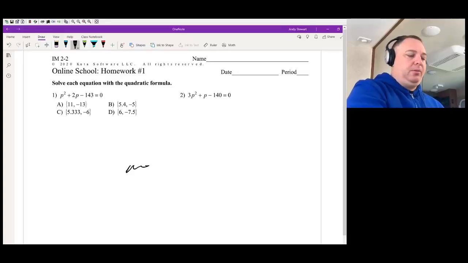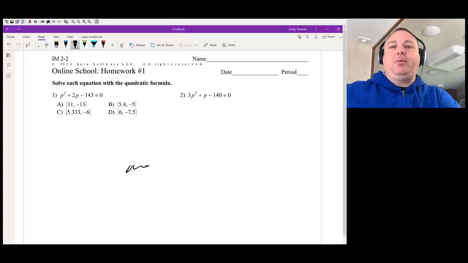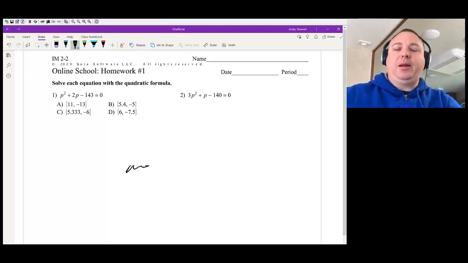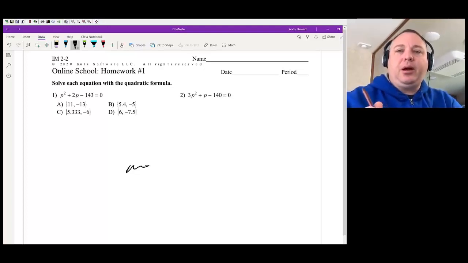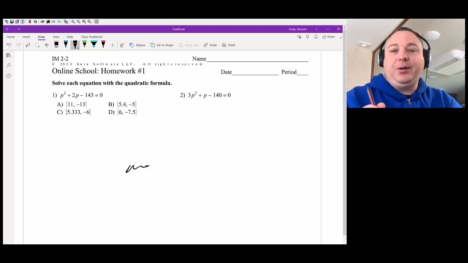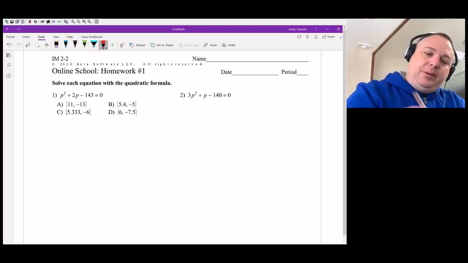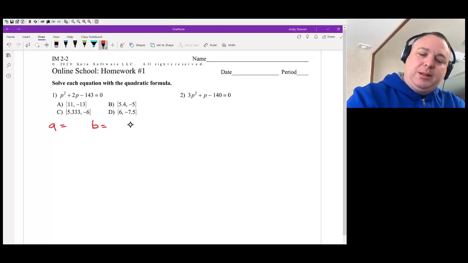Hello everybody. We are going to do homework number 1 on solving the quadratic formula. I'm going to do the odds and I'm going to leave it for you to do the evens. Are you ready? Number 1, we're first going to identify what's A, what's B, and what's C.